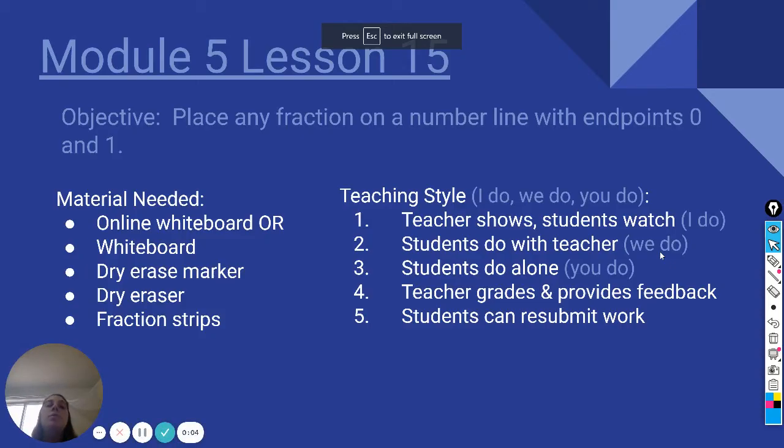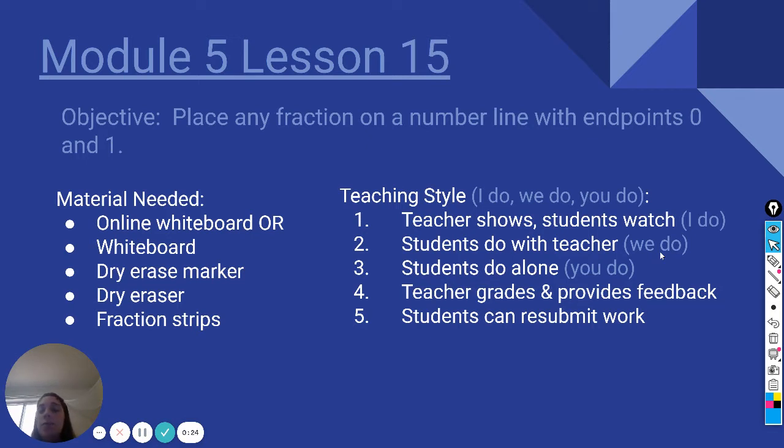Today we're doing Module 5, Lesson 15. The objective is to place any fraction on a number line with endpoints 0 and 1. The materials needed for today are your online whiteboard or your whiteboard, dry erase marker and dry eraser. You may also want your fraction strips to reference while we're making number lines.